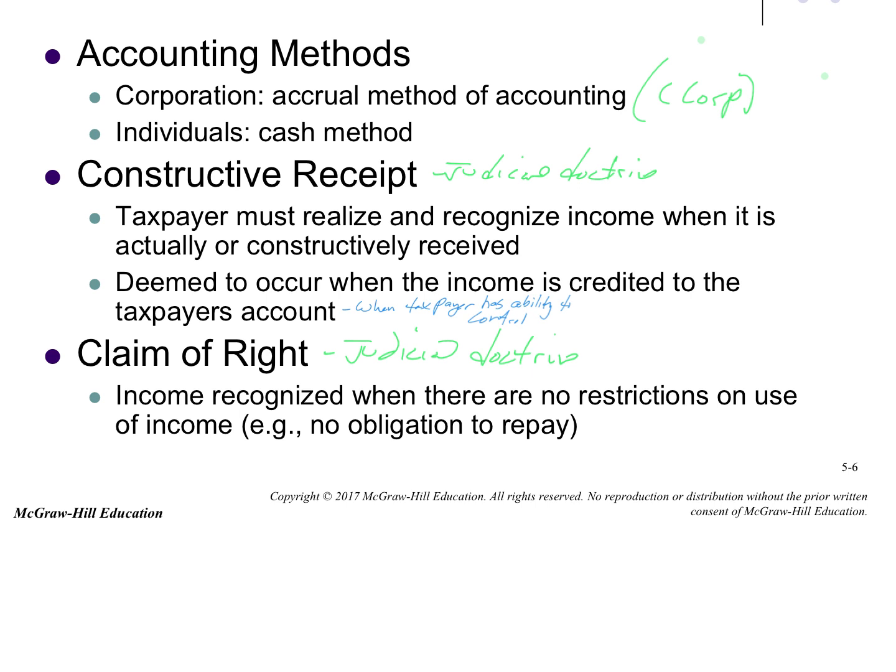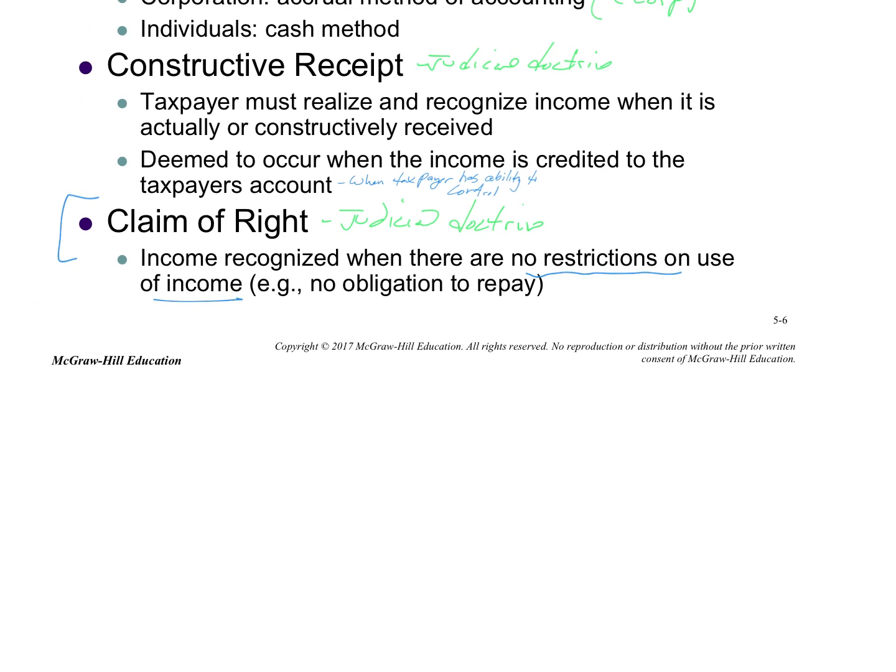So claim of right, also a judicial doctrine, says you don't have to recognize income until there are no restrictions on the use of income, okay? And so let me give you an example. So this is my favorite example for claim of right because it's one that most everybody can relate to. All right. So say you're going to rent an apartment. All right, and you have to pay the first month's rent and the last month's rent, and you have to pay a deposit. All right. So I'll write a little bit of this down.